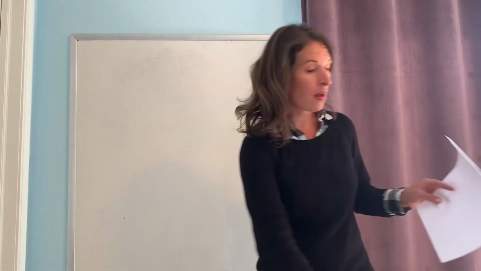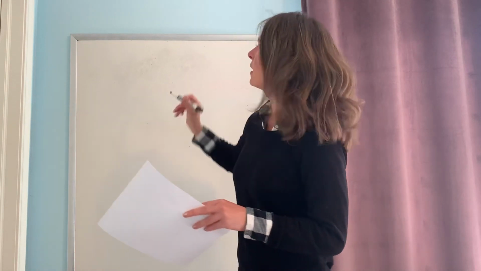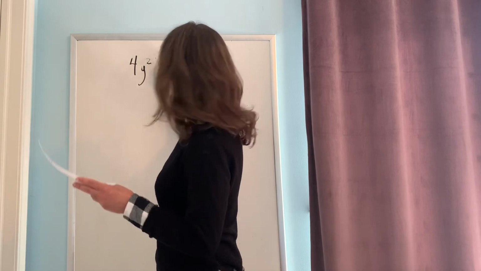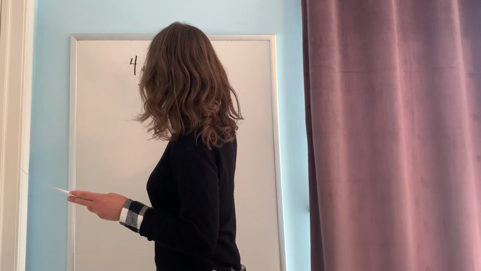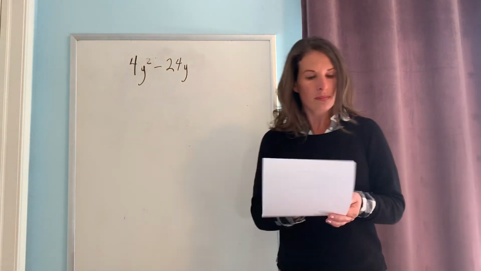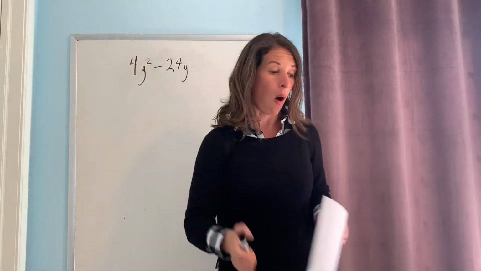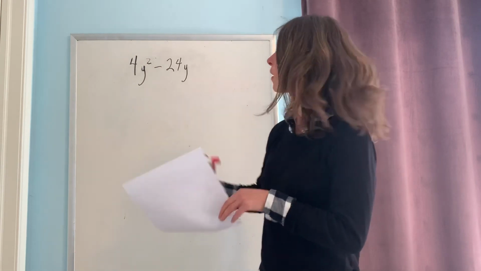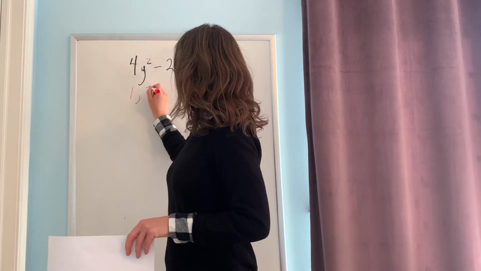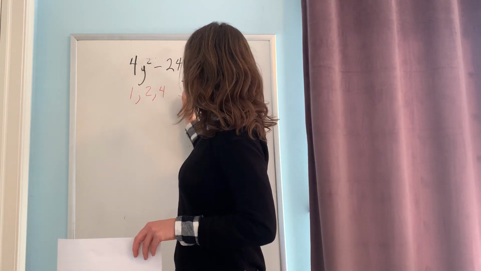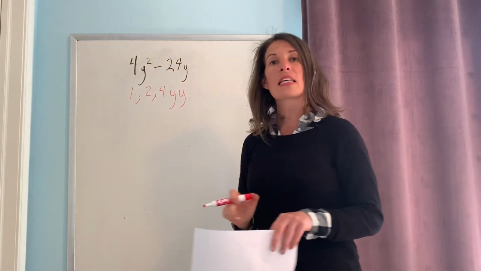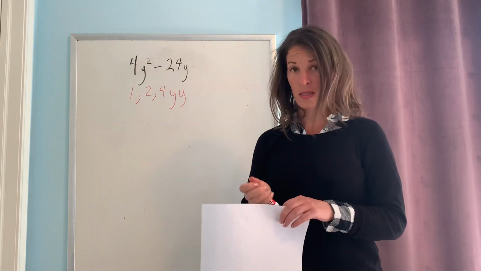So our fourth and last one that I'm going to go over is 4y squared minus 24y. Now we need to write down all of the factors that we have. So our factors for 4 are 1, 2, 4, and then I have 2 y's. This y squared means that I have 2 y's.